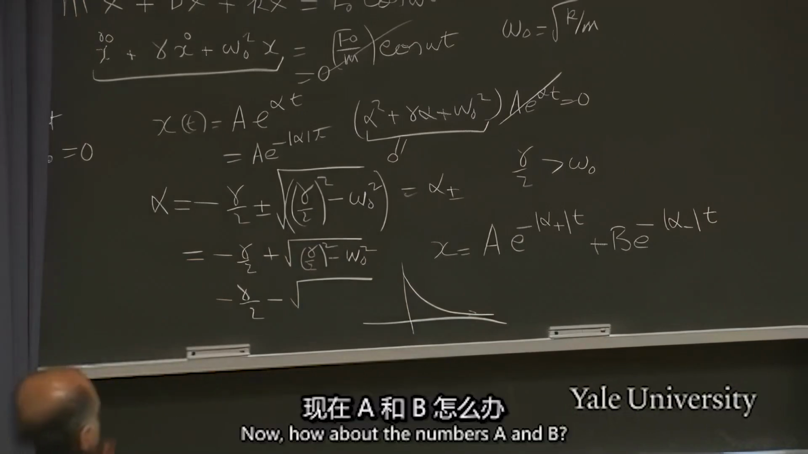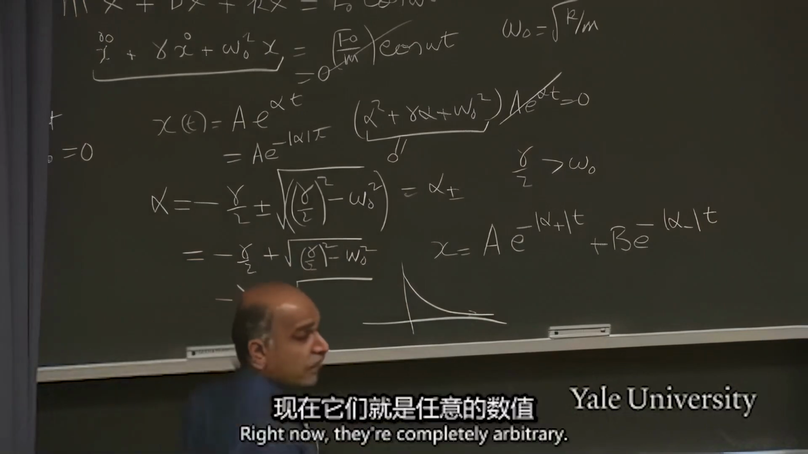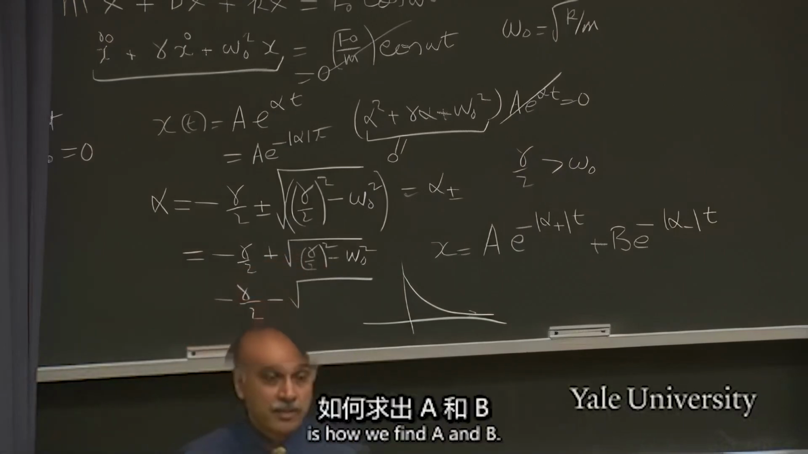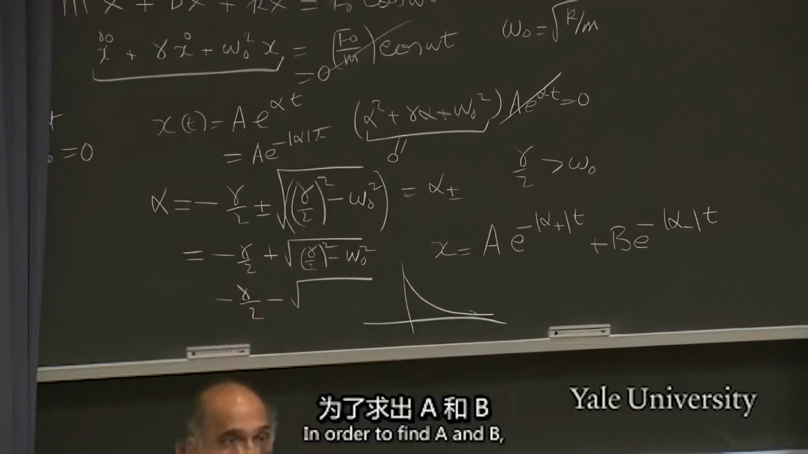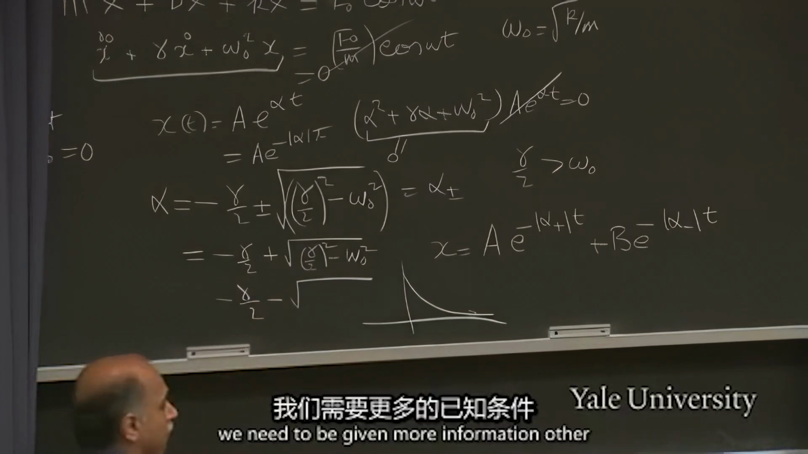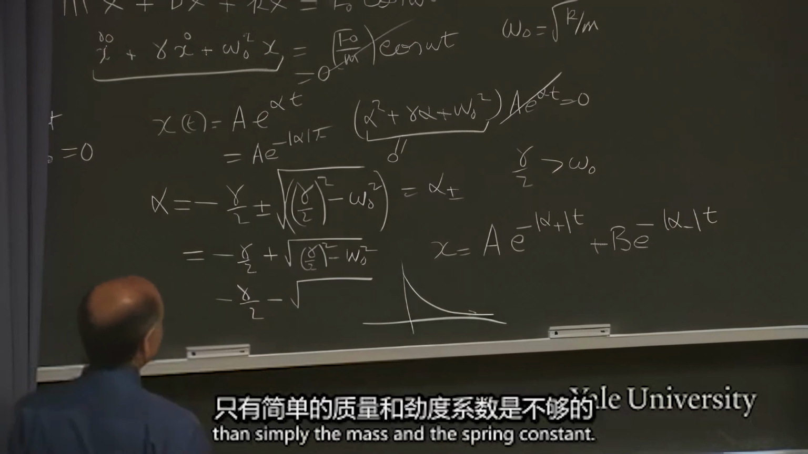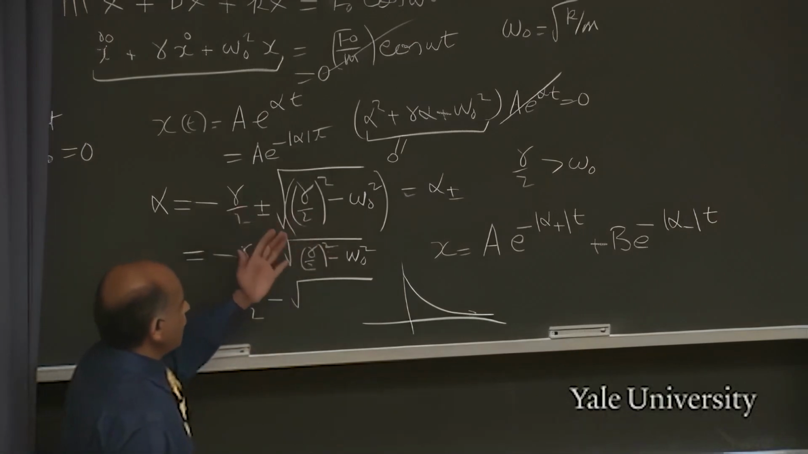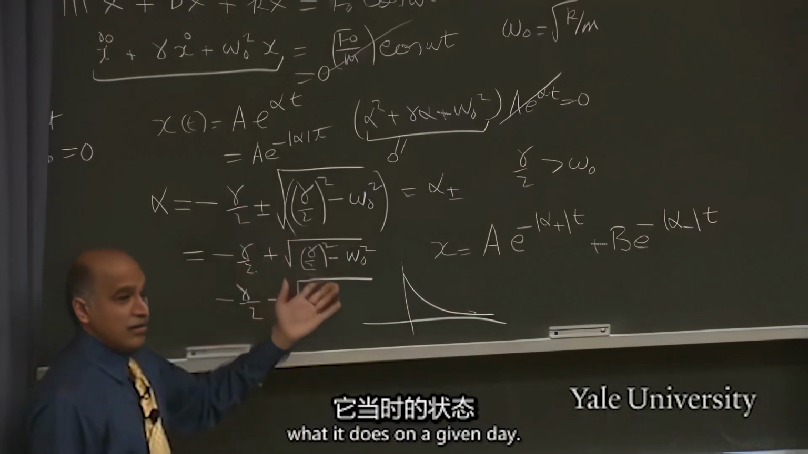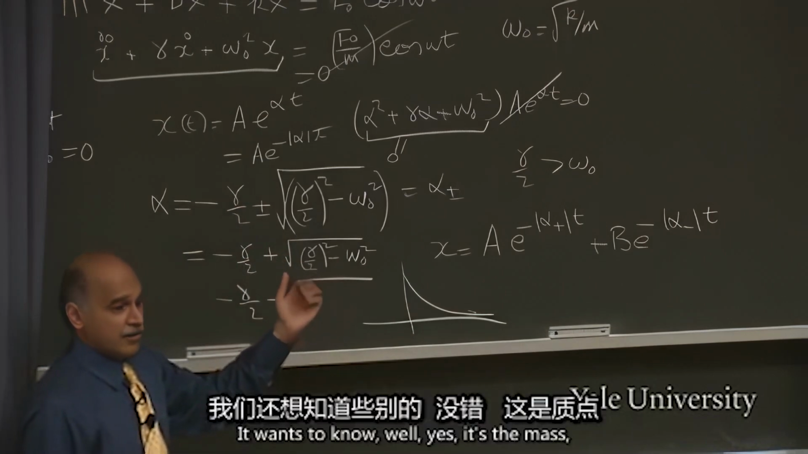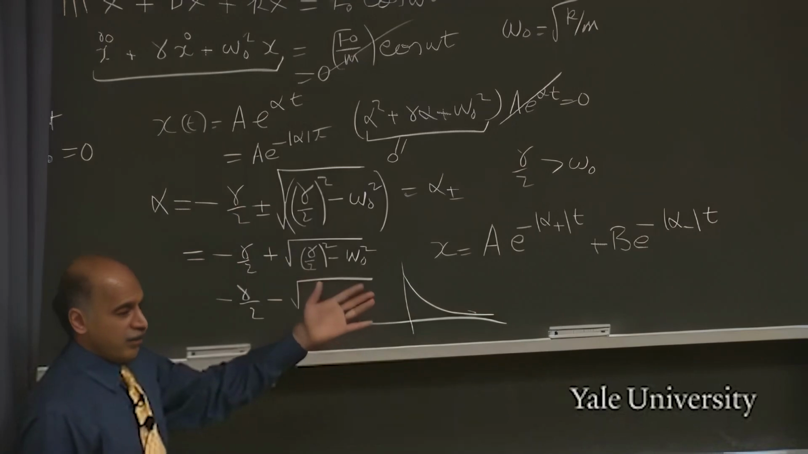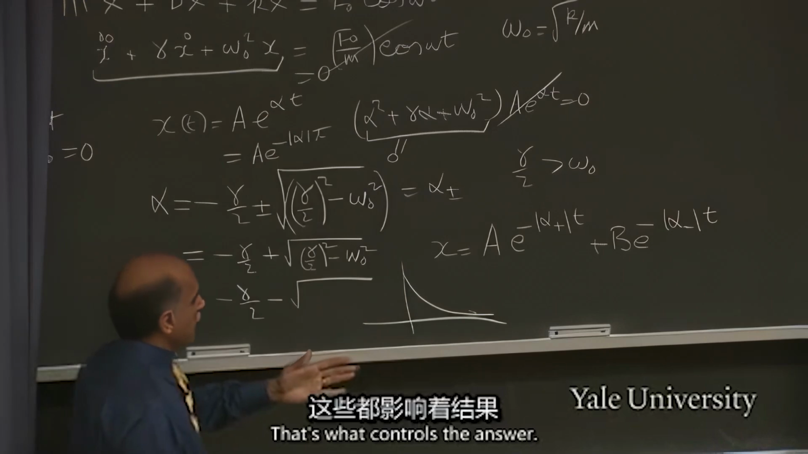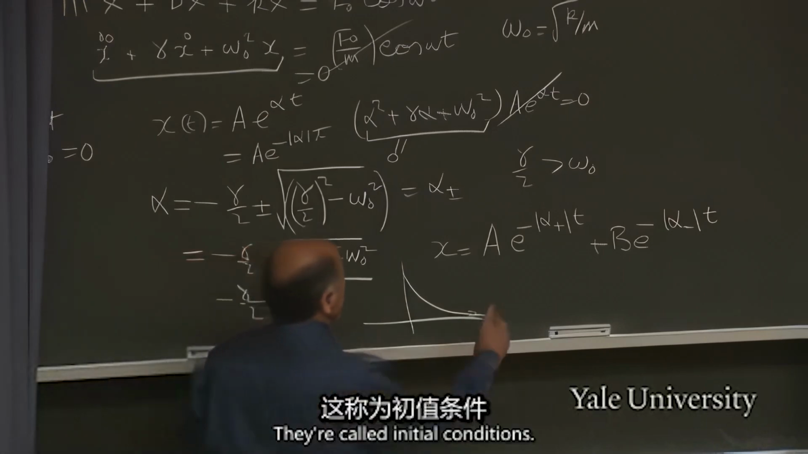Now how about the numbers a and b? Right now they are completely arbitrary. And another thing you should know by now is how we find a and b. In order to find a and b, we need to be given more information other than simply the mass and the spring constant. They're all sitting here, and the friction coefficient, but that's not enough to tell you what it does on a given day. It wants to know, well, yes, it's the mass, it's that spring, but did you pull it or did you release it in this way or that way? That's what will control the answer. They are called the initial conditions.